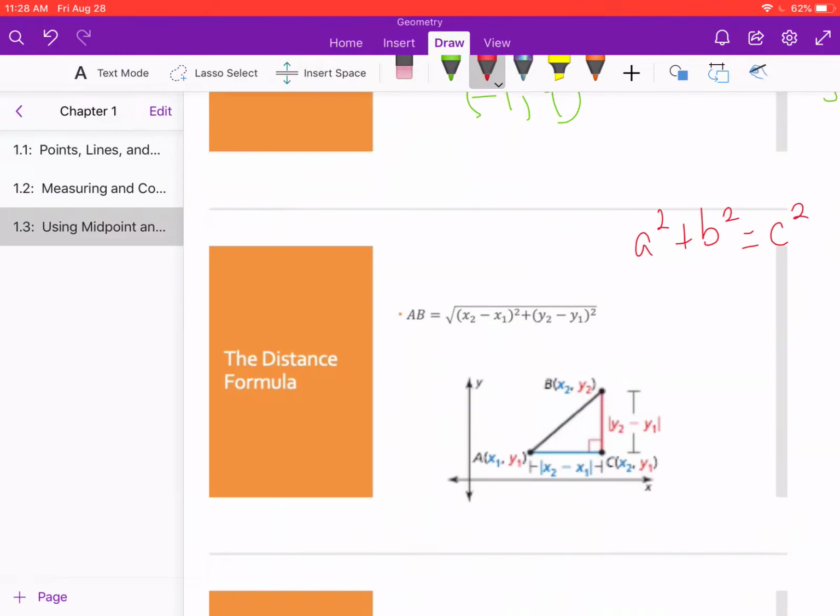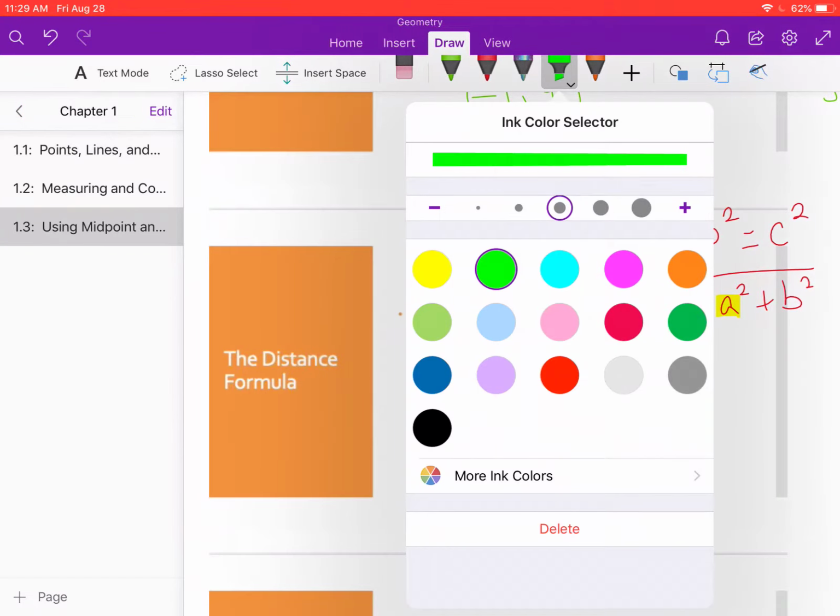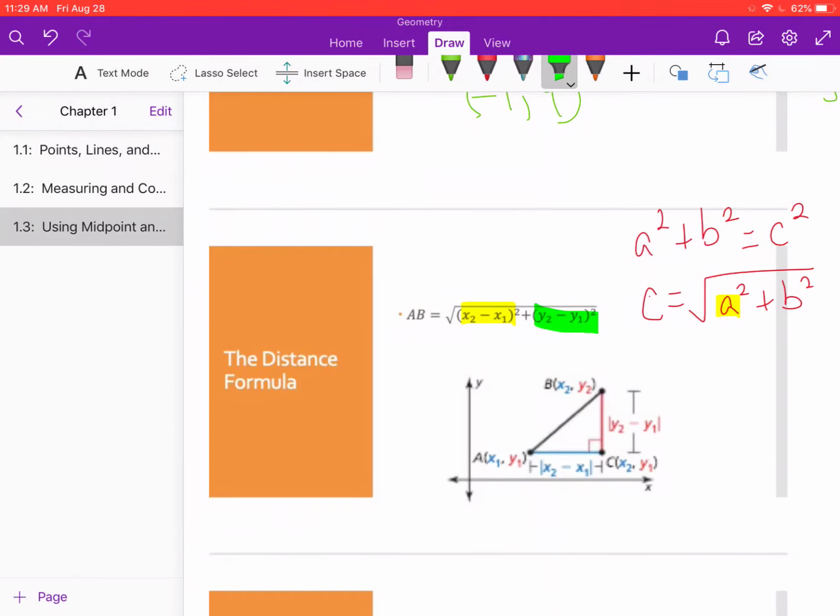In this case, when we look for the diagonal, we're always looking for c. So I'm going to rearrange a little bit and solve. c is the square root of a squared plus b squared. So this x2 minus x1 is what a is. And then this y2 minus y1 is what b is. So what we're doing is we're basically doing the Pythagorean theorem. So let's try it on an example.